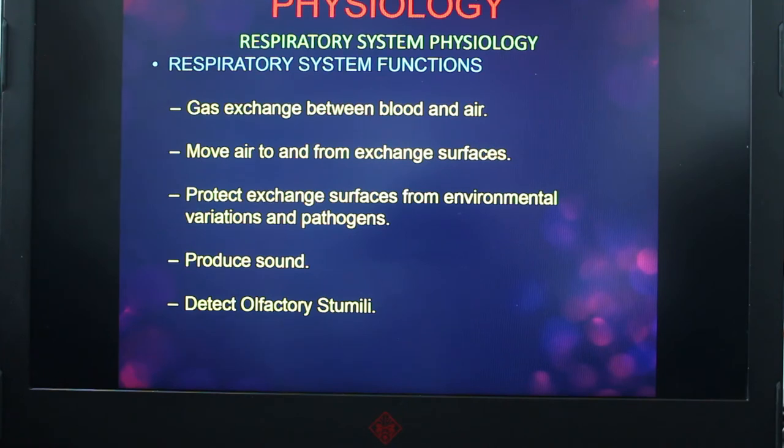For those who are not familiar with the term olfactory, there are 12 cranial nerves coming from our brain directly into the body, and these are doing specific jobs. The olfactory nerves are the first pair of cranial nerves coming out from our brain. They go directly into the nasal area, and they are responsible for detecting and discriminating scents. So our nasal area is responsible for detecting olfactory stimuli.